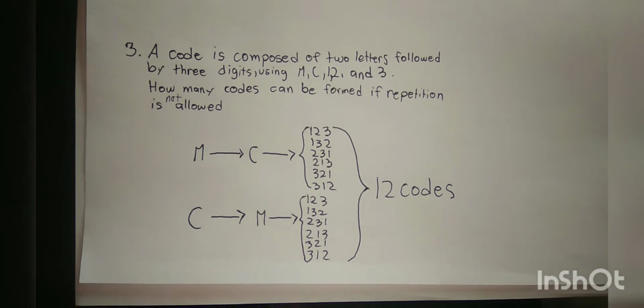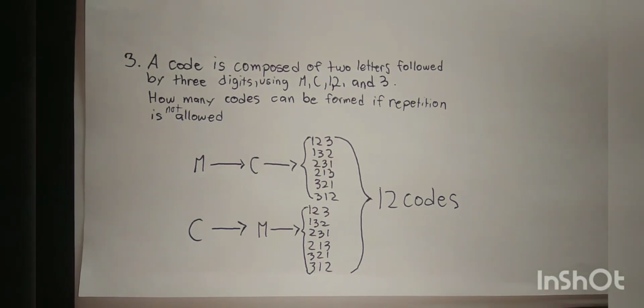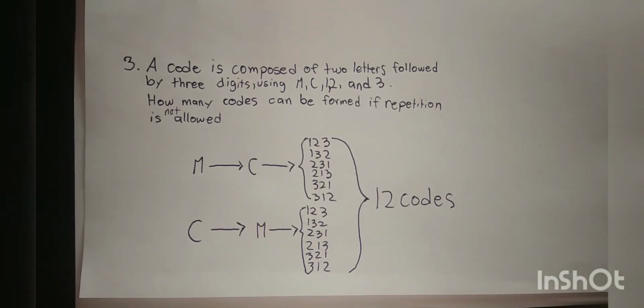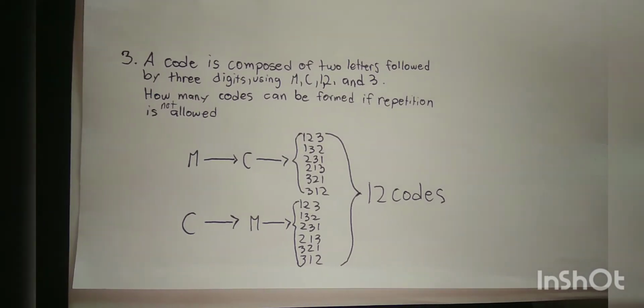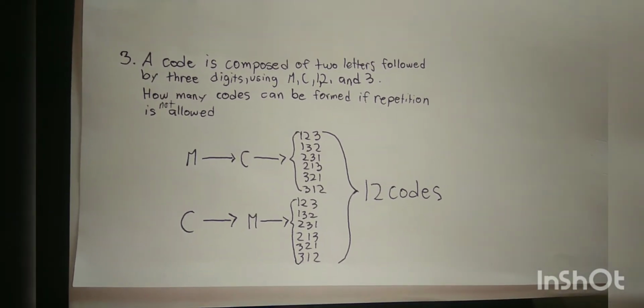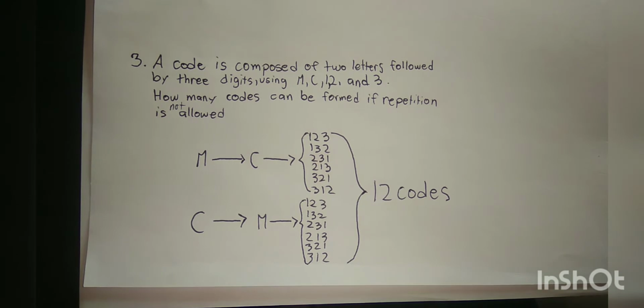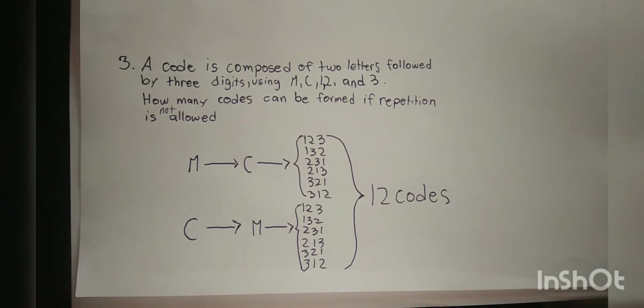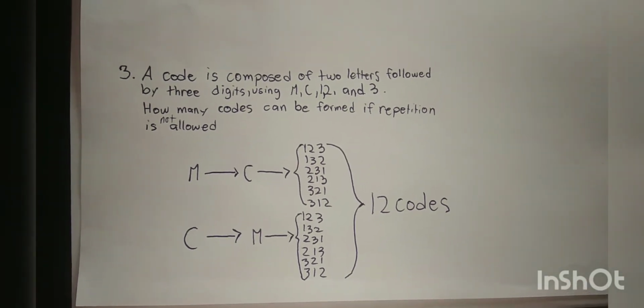So, for number 3, a code is composed of 2 letters followed by 3 digits using M, C, 1, 2, and 3. How many codes can be formed if repetition is not allowed? So for this problem, we use the tree diagram.